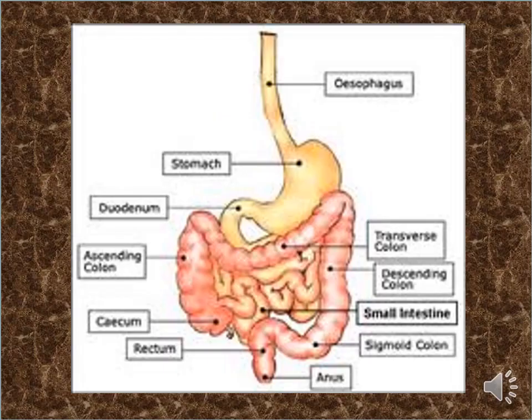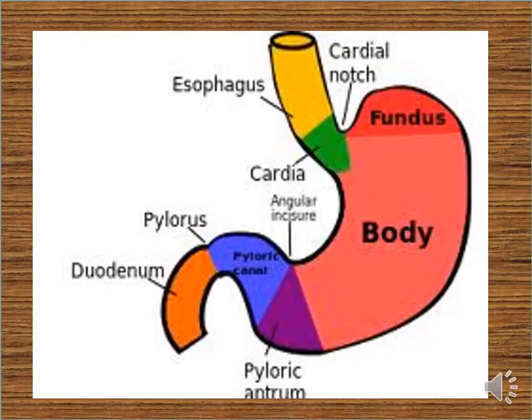The GIT system has the esophagus that connects to the stomach and to the small intestine and large intestine. The small intestine has the duodenum, and then the jejunum and ileum, and connects to the large intestine that has the ascending colon, the transverse colon, the descending colon, and then the rectum, and goes to the anus outside.